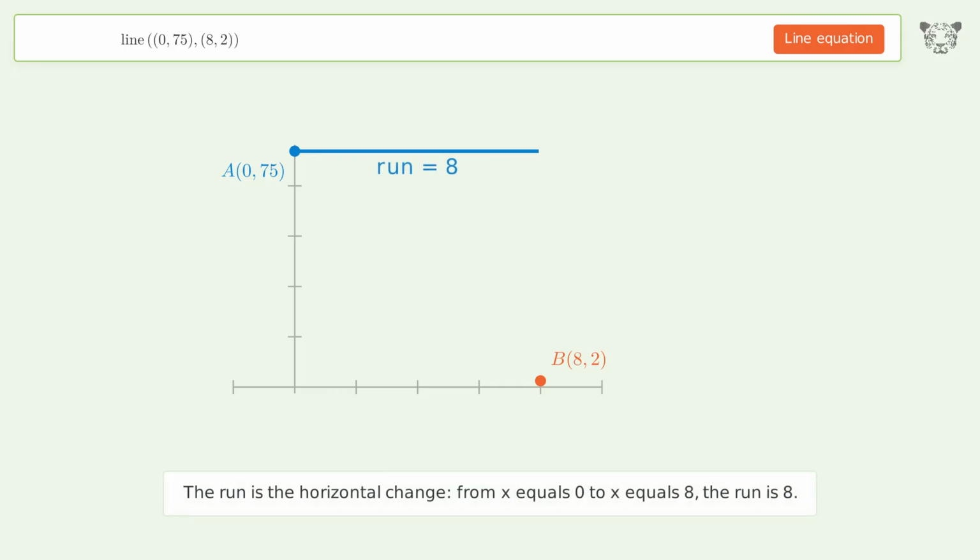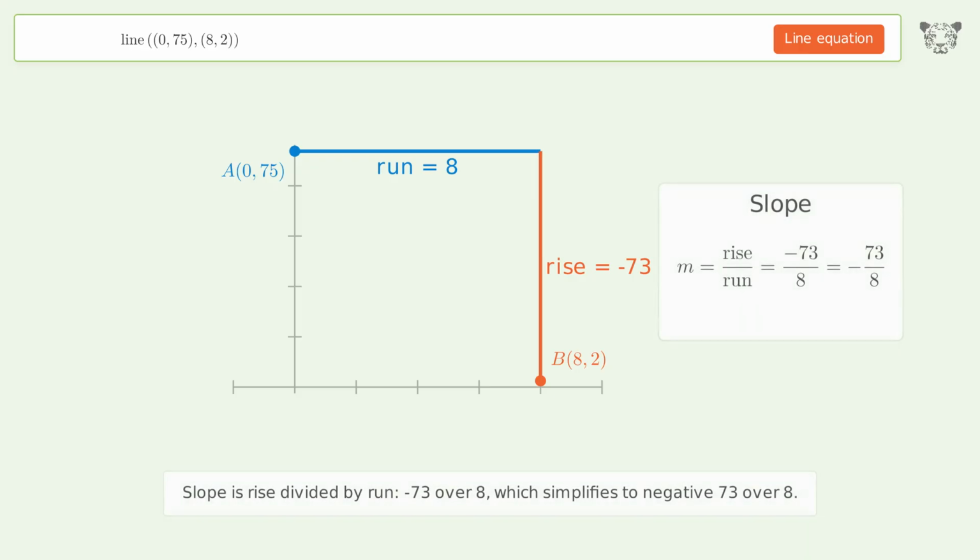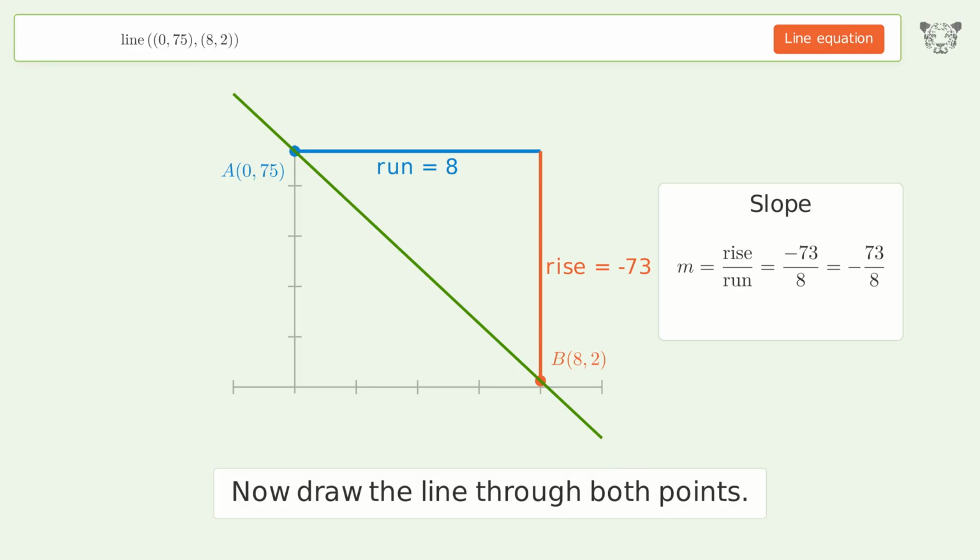The run is the horizontal change, from x equals 0 to x equals 8, the run is 8. The rise is the vertical change, from y equals 75 to y equals 2, the rise is negative 73. Slope is rise divided by run, negative 73 over 8, which simplifies to negative 73 over 8. Now draw the line through both points.